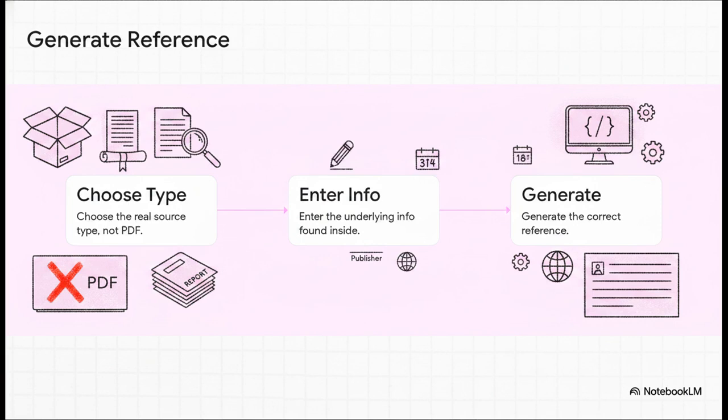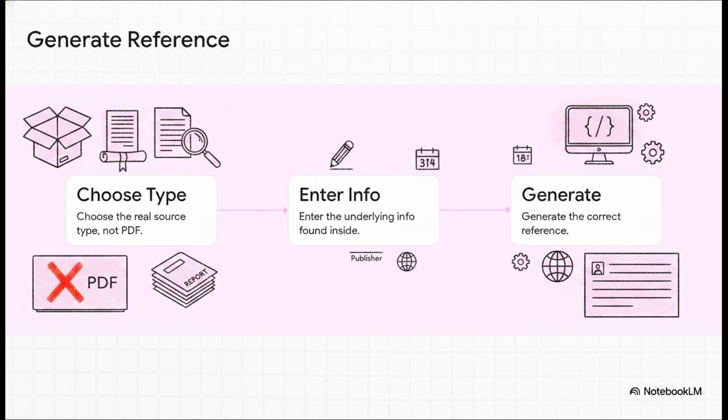Step 1, and honestly, this is the absolute most critical part of this entire explainer, you have to choose the real source type. When you open up that generator, you must resist the urge to just automatically select PDF from the drop-down menu. Remember the cardboard box? You have to tell the generator what the document actually is. Is it the report, the thesis, the journal article?